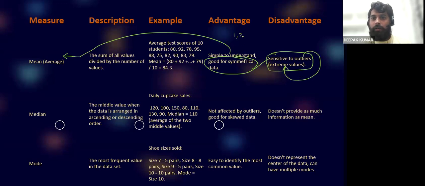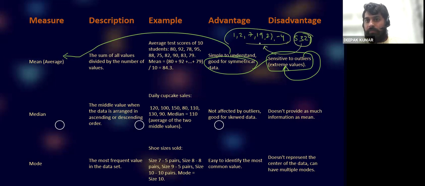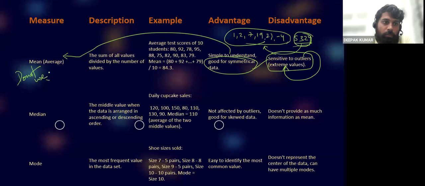Say the values are from 1 to 7, 19, 23, minus 4, and suddenly a value came, 5,324. This would be an outlier to these values. So this is an extreme value. When you add all of them, the mean will be shifted towards the 5,324. This is why we call it sensitive to outliers. So do not use mean when you have an outlier. So I'll say: do not use mean with outlier. Simple.